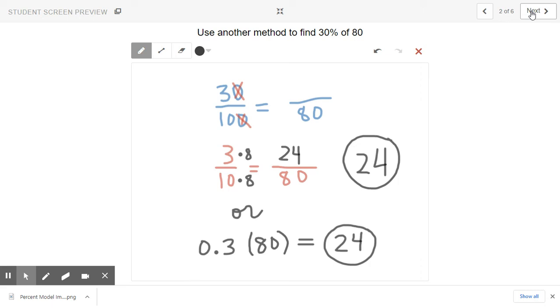You can also multiply, change 30% to a decimal, 0.3 times 80 to get 24. To be honest, to solve this one, I would probably, instead of finding 30% of 80, let's look at 10% of 80. 10% of 80 is 8, so 30% would be 8 times 3, 24.